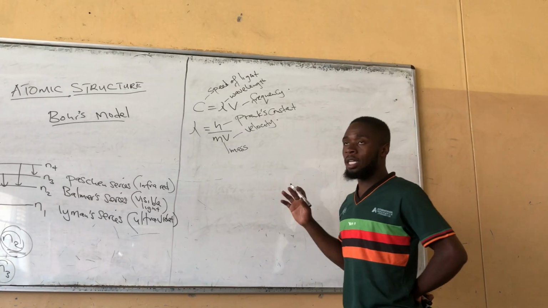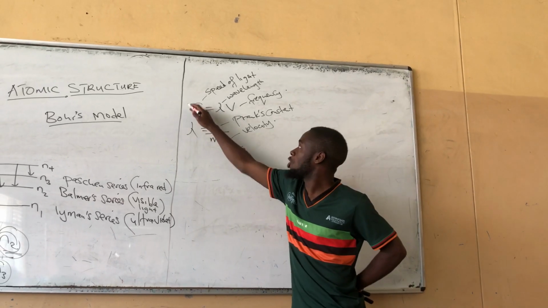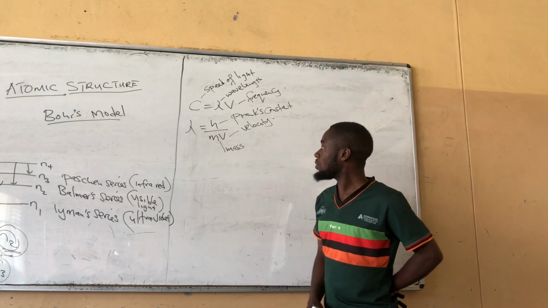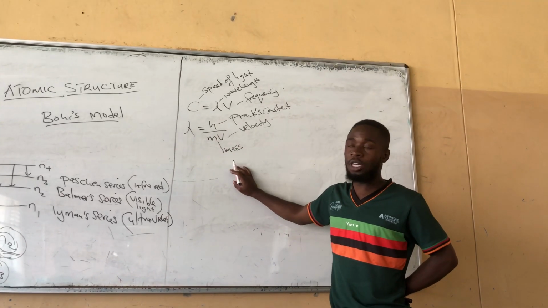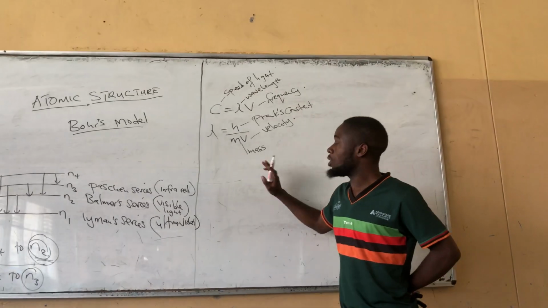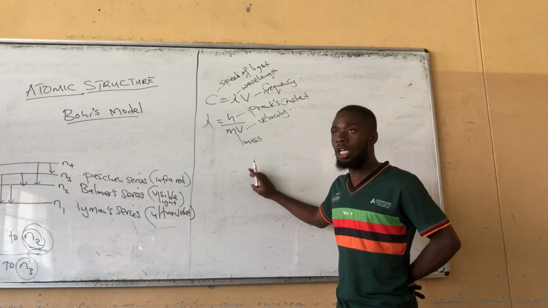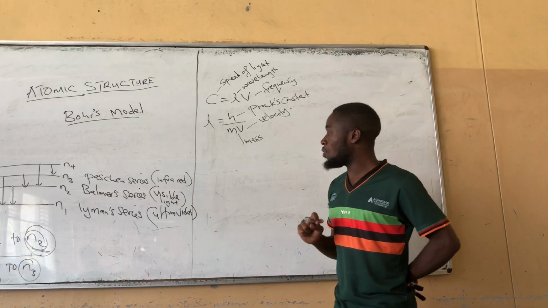So you need to master these two formulas. They are very important here. Almost all the calculations on wavelength, frequency, Planck's constant, and mass will come from these two important formulas. As a master, you need to understand these formulas. You need to understand the formula for the energy of the photon, the energy released when an electron falls.